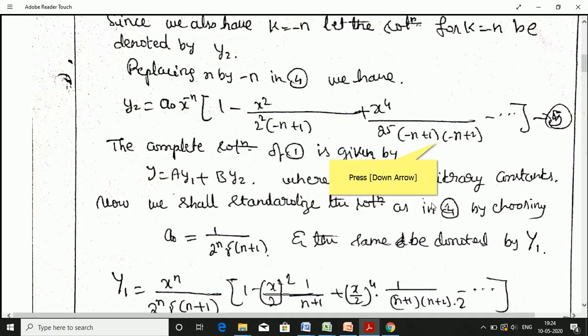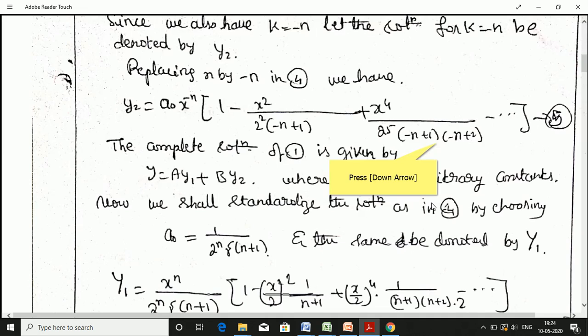The complete solution of equation 1 is given by y is equal to a into y1 plus b into y2, where y1 and y2 are given in equations 4 and 5 respectively, and a and b are arbitrary constants. Actually, this is the solution of the Bessel's differential equation, but in the examination they are asking you to find the series solution of the Bessel's differential equation leading to Bessel function.